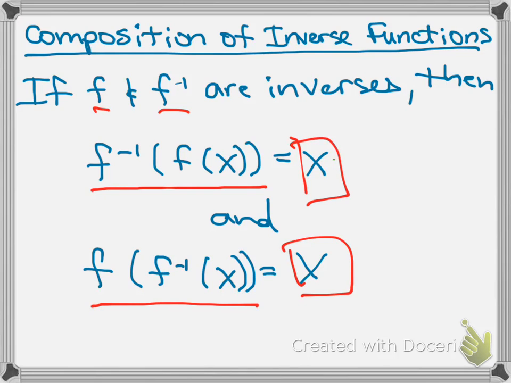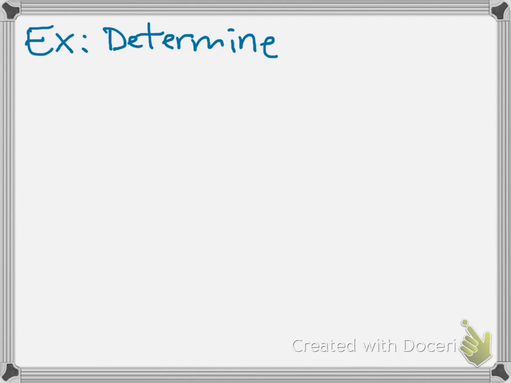The reason that this composition of a function and its inverse proves that they are inverses when you get x out at the end is because it literally is saying that whatever the function does to x, the inverse of that function undoes. It sort of reverses everything that you're doing to x. So this probably sounds a little abstract, so we're going to do an example.